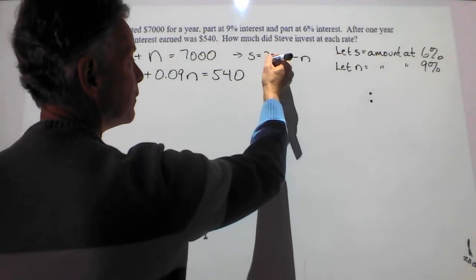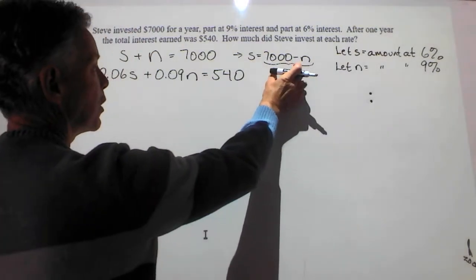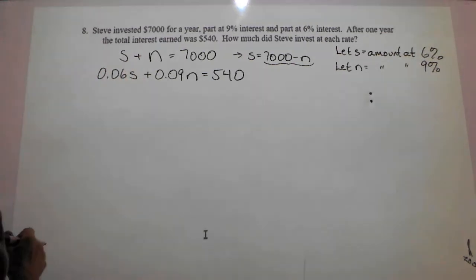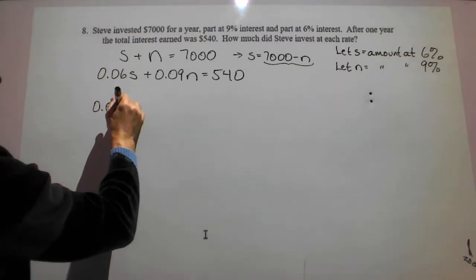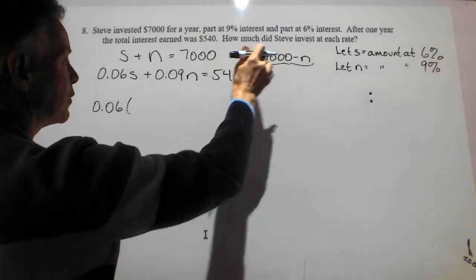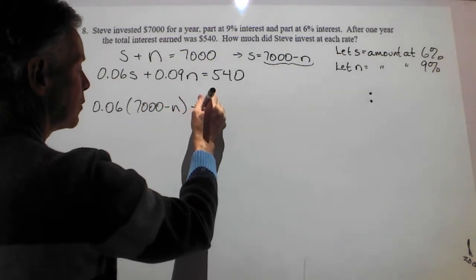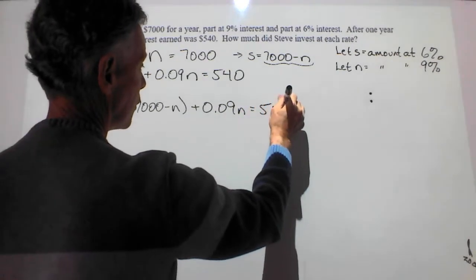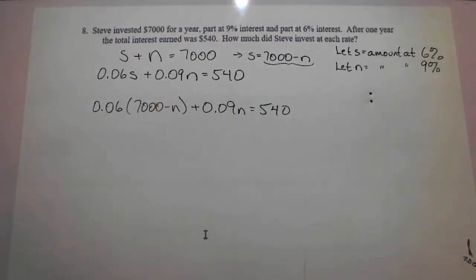Now that I have an expression for S, I'm going to take that expression and plug it into this equation where I see S. So this equation will become 0.06 times our expression for S, 7,000 minus N, plus 0.09 N equals 540. Again, I've just substituted this expression for S. Okay? Now it's simplify time.